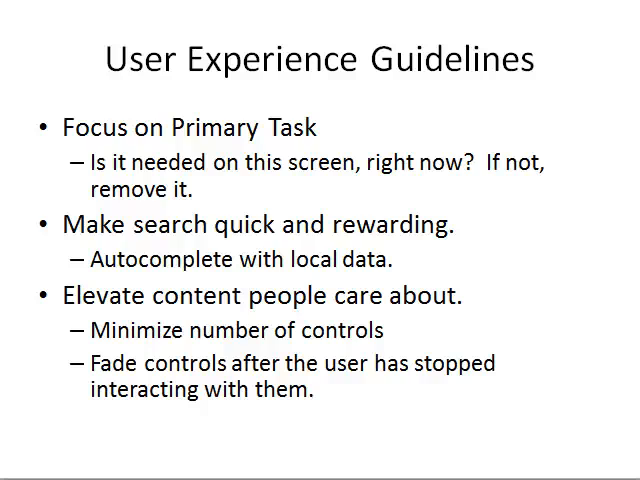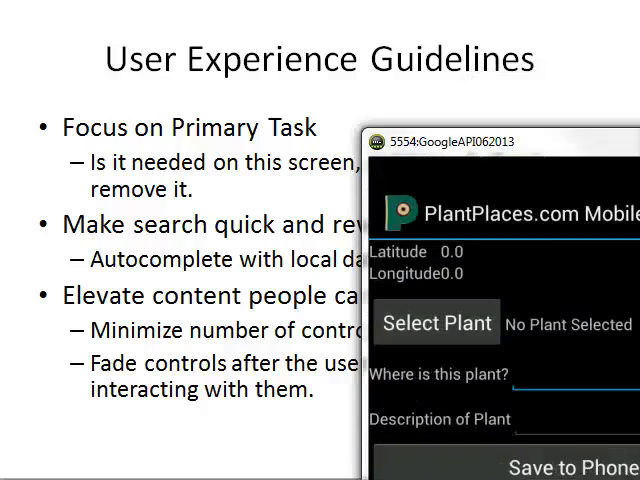Make search quick and rewarding. Autocomplete with local data. Remember, I believe it was the last recording, but now I'm starting to lose count, I mentioned that the search screen will autocomplete. Okay? Not only will it autocomplete, but it uses a local copy of Plant Places data, so it doesn't actually have to do a network call. If it had to do a network call, it would take a lot more time. But what happens is when we search for plants, we spawn a new thread and we save that plant data locally and we use it in autocomplete.